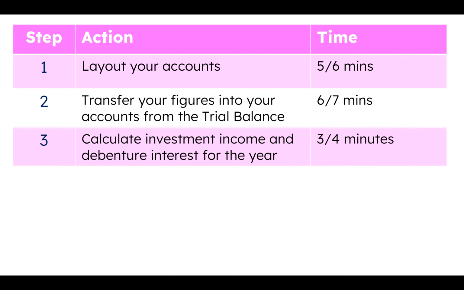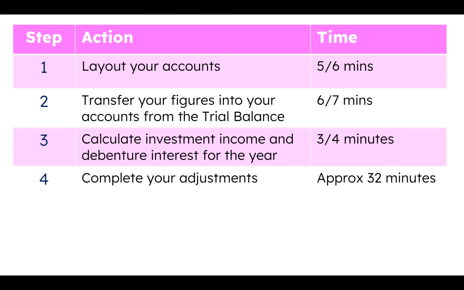Now at this point, all you will have looked at in the question is the trial balance. The only time you would have taken out your calculator was to calculate the investment income and debenture interest for the year. At this point as well, you've probably secured yourself somewhere between 30 and 40 marks just up to that point. So that's a really good foundation in which to start.